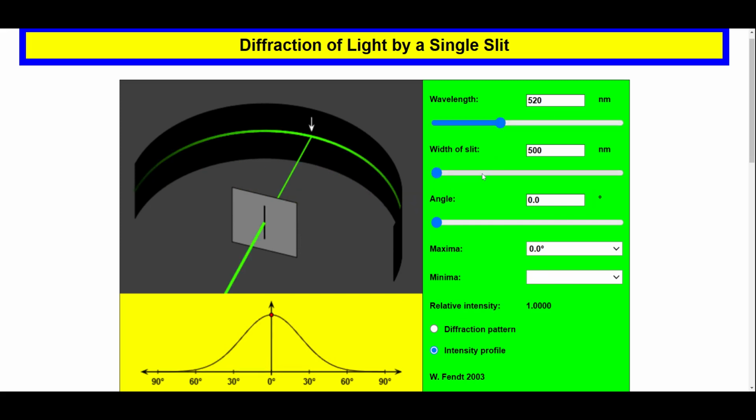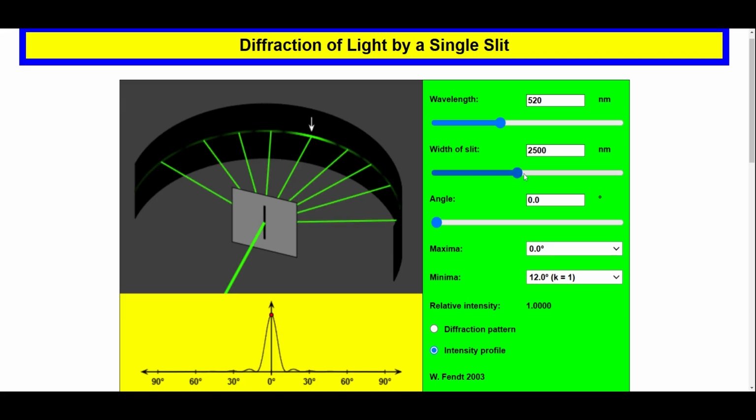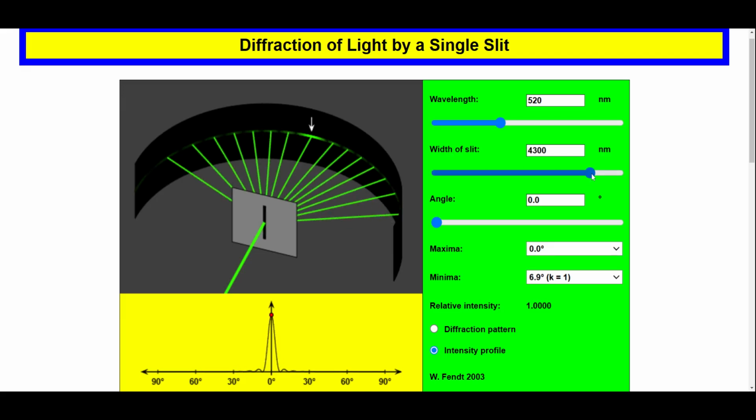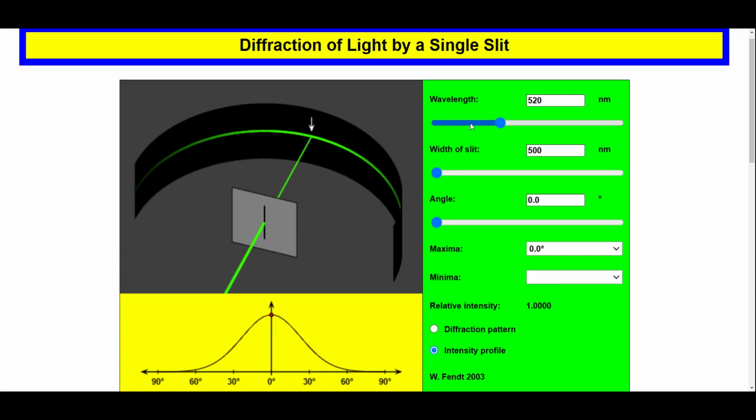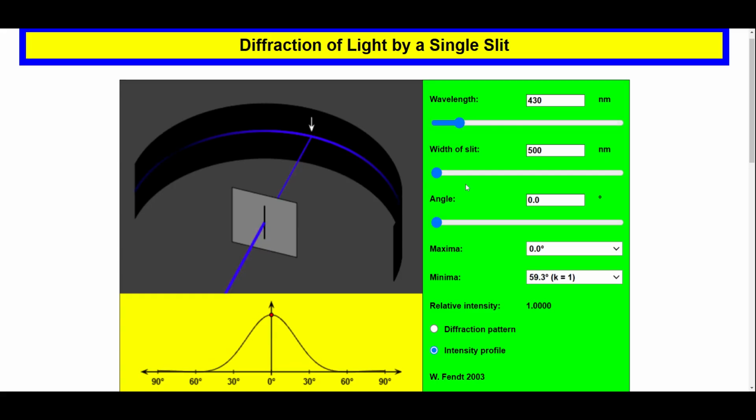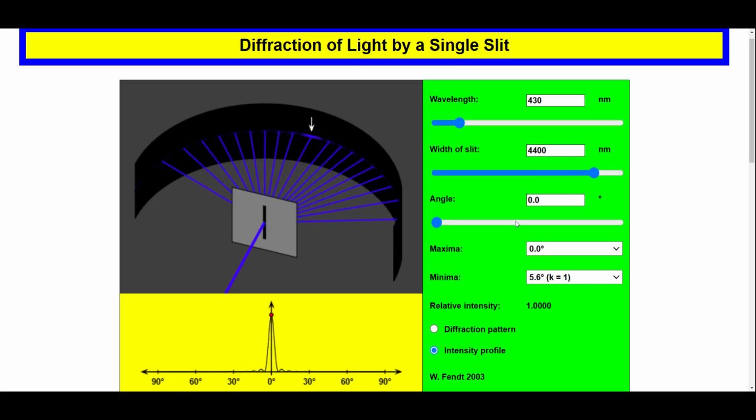A green light, making that width bigger and bigger, you get the same pattern again. And then let's finally go to sort of bluey purple light. And again, if we make the width of the slit bigger, we get that same behavior. What you may notice, and what I hope you notice, is that the width of that central maxima is different for the different colours at different widths.